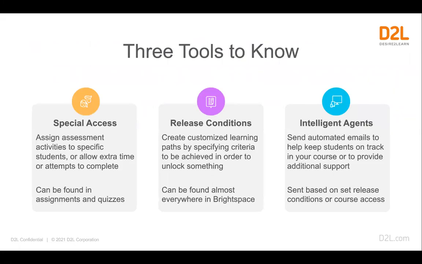And so 3 tools to know. Today we're going to be going through special access, release conditions, and intelligent agents. So special access is the ability to assign assessment activities to specific students or allow extra time or attempts to complete the assignment. And it can be found in assignments and quizzes. And this will all make a little bit more sense when I go into the live demo portion of the webinar.